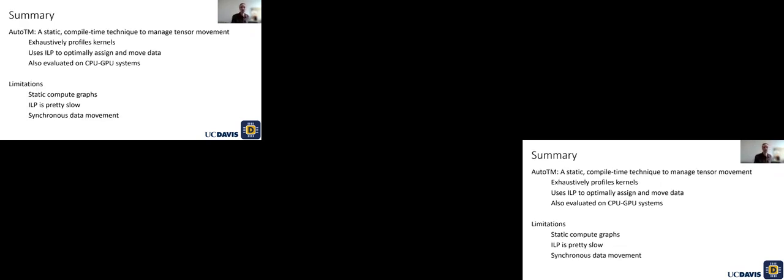Okay, so to quickly summarize this part, AutoTM is a compile-time technique which exhaustively profiles kernels and uses an optimization, integer linear programming, to assign the data movement. We also evaluated this on CPU-GPU systems, having the main memory be the GPU DRAM and the CPU DRAM be the backing RAM. So we're using the GPU DRAM essentially as a cache, and used AutoTM to move the data between the CPU and GPU. And that also worked very well.